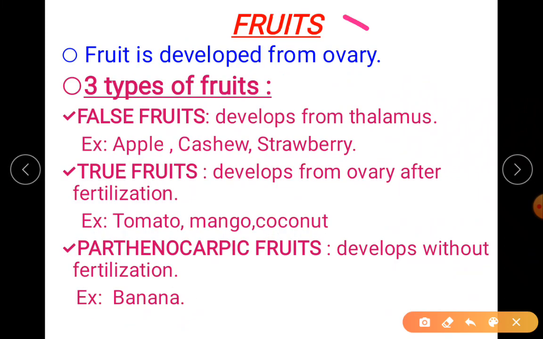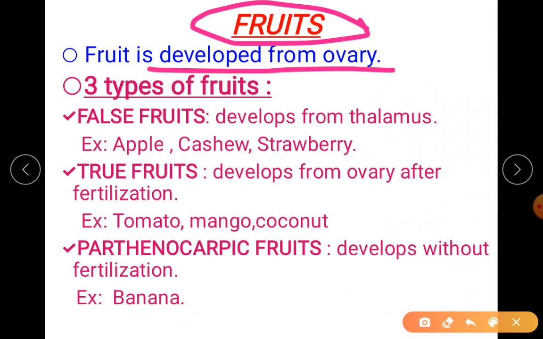Now let's understand the fruits. You understood about the ovule to seed, so the seed structure is clear. The maturation of ovule to seed is clear, how the water is reduced, how the parts are present, and you have understood the two types of seeds. Now we are coming to the fruits. Fruits are formed or developed from the ovary.